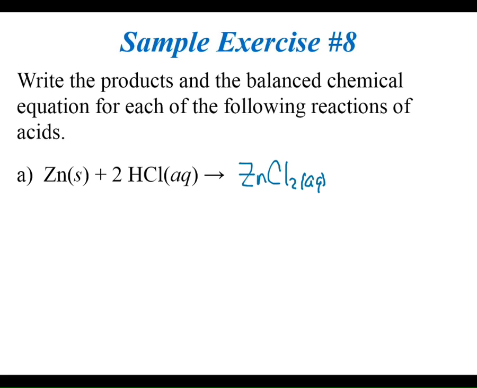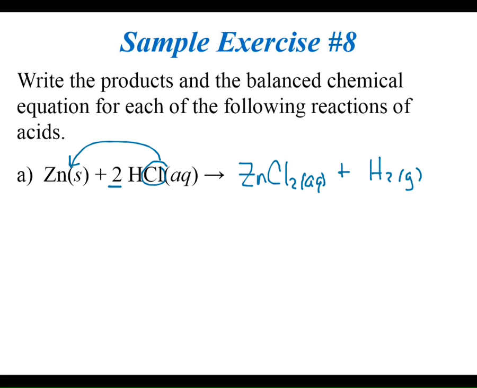And what else would you make then? The chloride moved over and it left what behind? Hydrogen gas. And it's already balanced because they already put the 2 in here for you. Right, okay? So again, the chloride moved over. That's why it's a single replacement. Only one thing moved over.